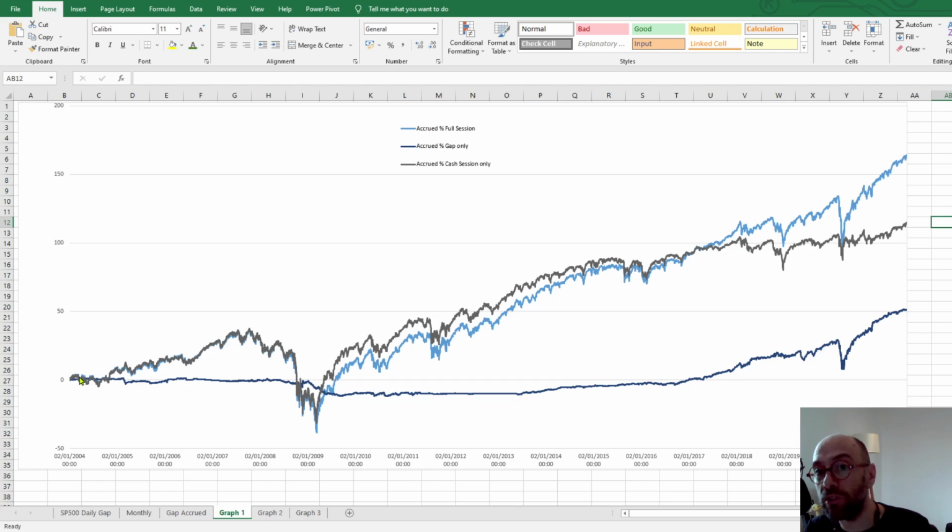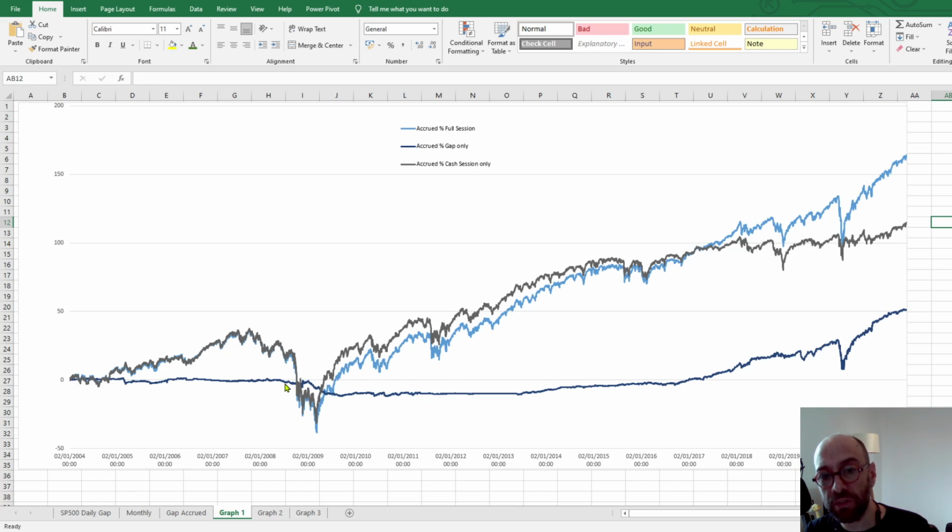And the consequence of that, if you want to call it a consequence, is that the accrued for the full session and the accrued for the gap for the cash session, which you can see in light gray, more or less overlap, meaning they're more or less the same. There are little variations from day to day, but because the gaps on the upside and the downside are more or less the same, they tend to counter each other, and they nullify each other.